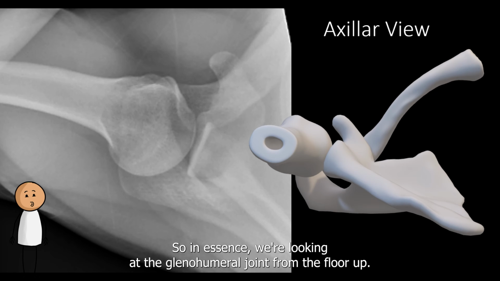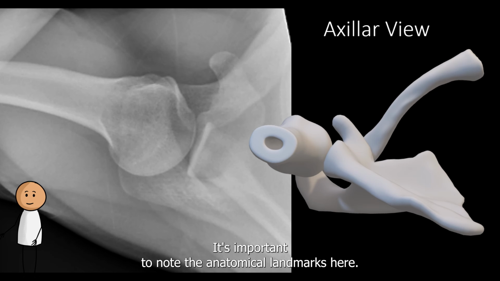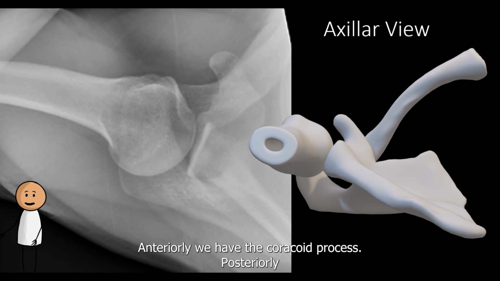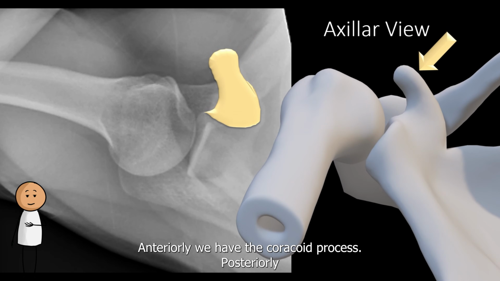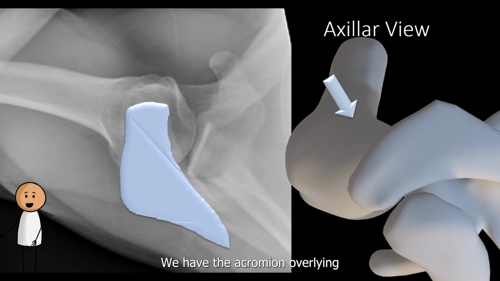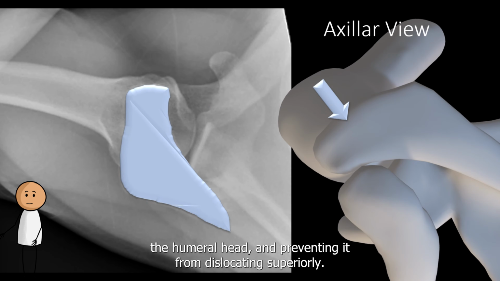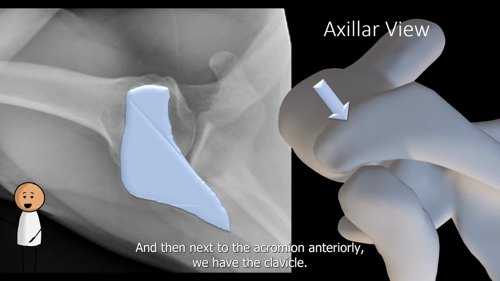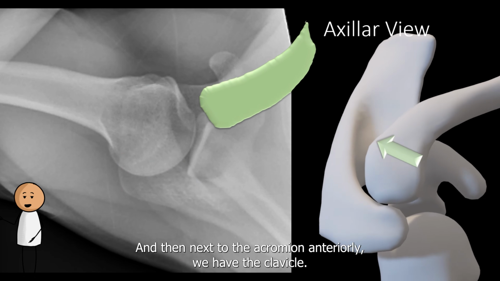So in essence, we're looking at the glenohumeral joint from the floor up. It's important to note the anatomical landmarks here. Anteriorly, we have the coracoid process. Posteriorly, we have the acromion, overlying the humeral head, and preventing it from dislocating superiorly. And then next to the acromion, anteriorly, we have the clavicle.